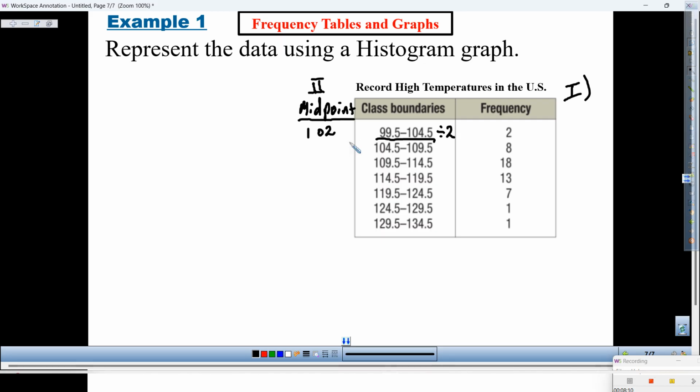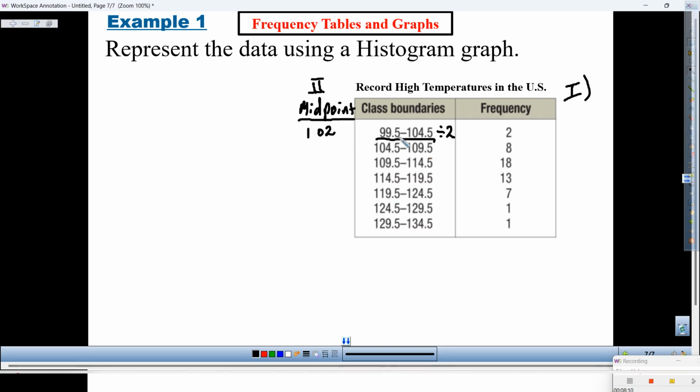What did I do with the class boundaries? It looks like Aleshka's got it. Very good, Aleshka. Quirin's got it. Very good, Quirin. I see you. What did I do with the class boundaries to get the midpoint? So let's go with Brandon Darty. What did I do?